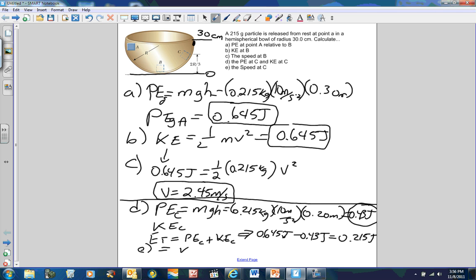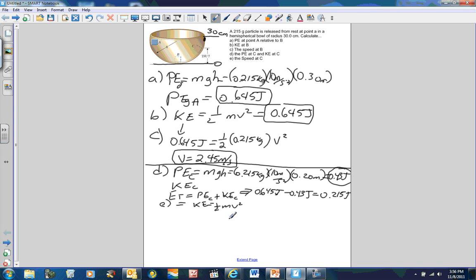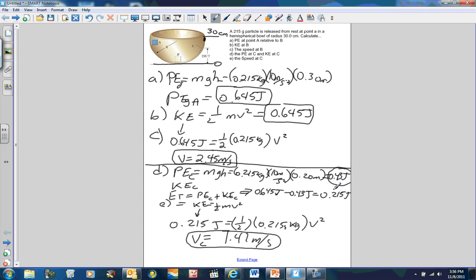So the E part, let's find the velocity. So that's going to be KE equals 1/2 mv squared. Let me extend the page here. And so I'm going to say 0.215 joules, right? That's kinetic energy, equals 1/2 times the mass, 215 grams, 0.215 kilograms times v squared. So if I just do 0.215 times 2 divided by 0.215, take the square root of that, and I get 1.4. So velocity equals 1.41 meters per second. That's velocity at C. So let's circle my answers here. And this is the answer here.